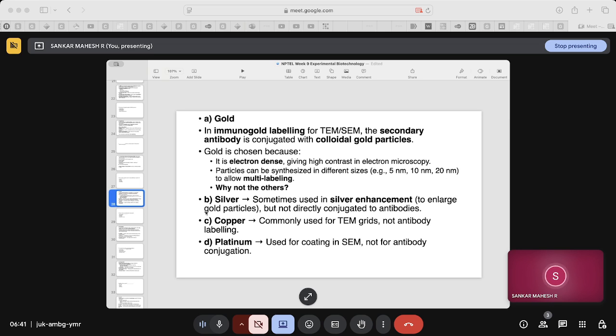And what about other metals? Silver can be used, but it is not directly conjugated to antibodies. Copper is used for TEM grids, as I mentioned in the previous slide, not for antibody labeling. And platinum is used for coating enzyme, but not for antibody conjugation. Right.